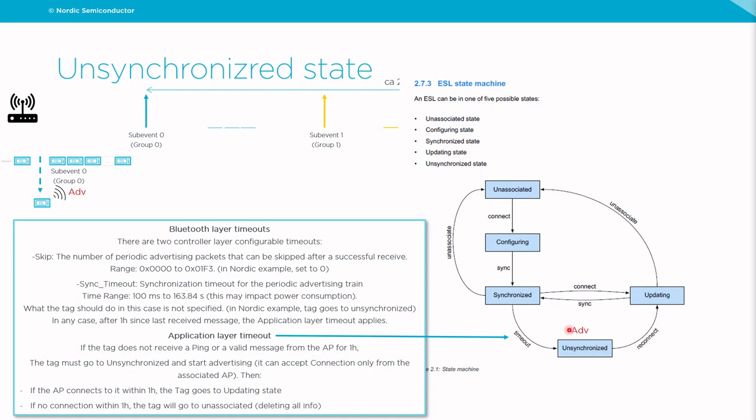When in the unsynchronized state, the tag keeps all the bonds and keys that have been set during the configuring state, and this is the major difference with the unassociated state as well. There is another important timeout which is not shown here in the state machine, but it's in the spec. If the tag stays for 1 hour in the unsynchronized state, after 1 hour, the tag must move to unassociated. So any access point can connect to it. This timeout is quite interesting because it allows tags to move within a store, within a warehouse, and hence it can associate to different access points in case it has moved.